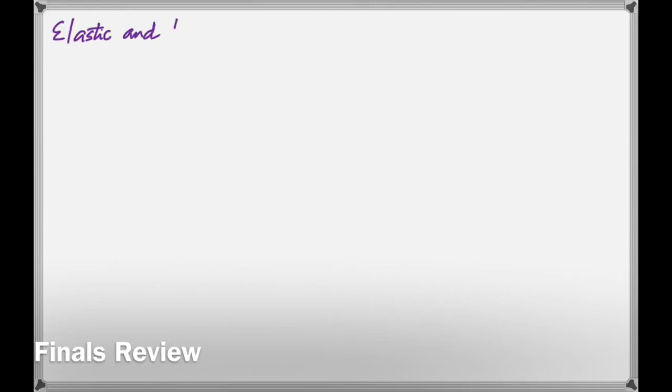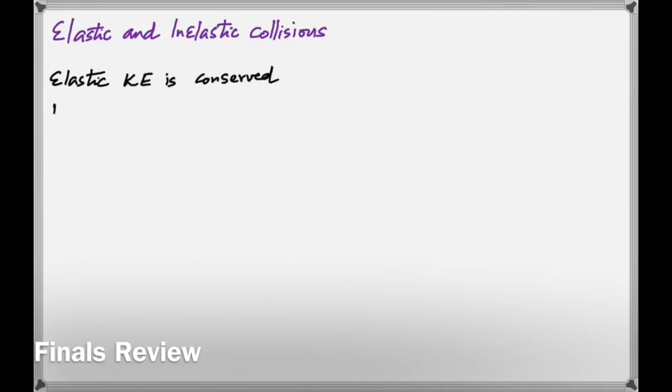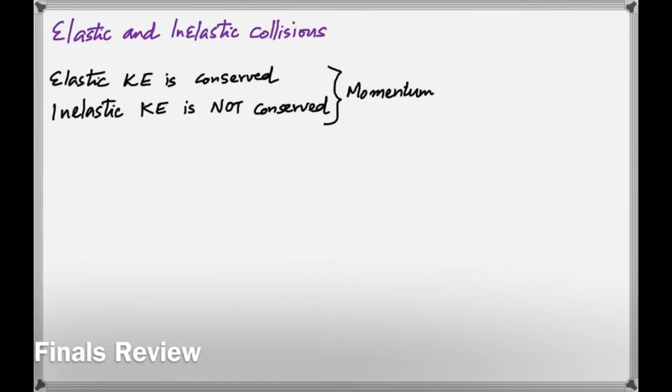There are 2 types of collisions, elastic and inelastic collision. Right? What's the difference between them? In an elastic collision, kinetic energy is conserved. In an inelastic collision, kinetic energy is not conserved. Like, remember, in both of them, momentum is conserved, right? Momentum is always conserved. But in an elastic, kinetic energy is conserved on top of momentum. So I'm trying to say momentum is always conserved in both.